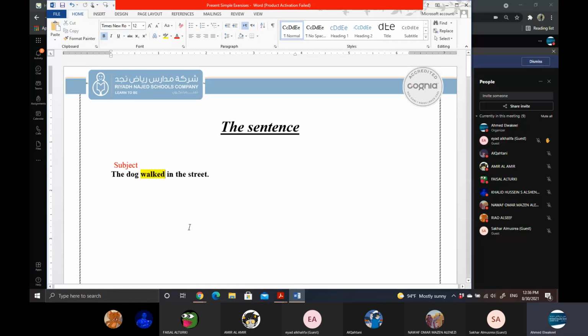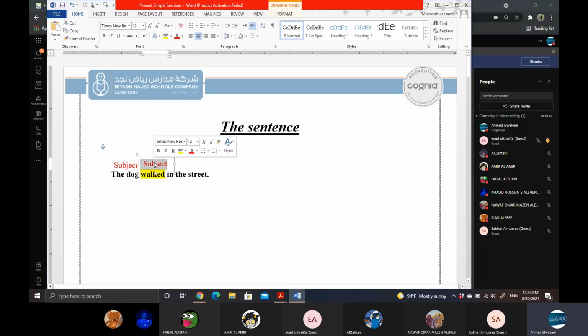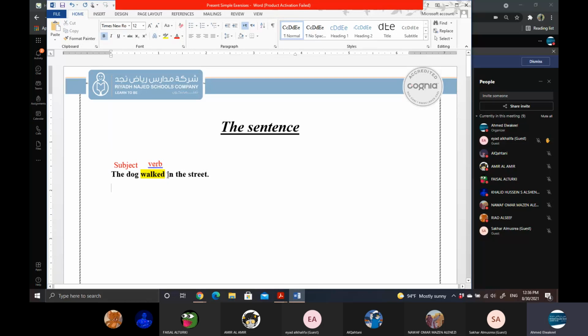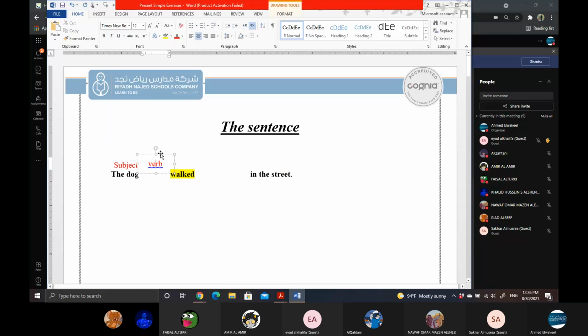The action verb. So walked here is called an action verb, or let's say just a verb right now. And in the street, this is called a prepositional phrase. I'll tell you why it's called a prepositional phrase.